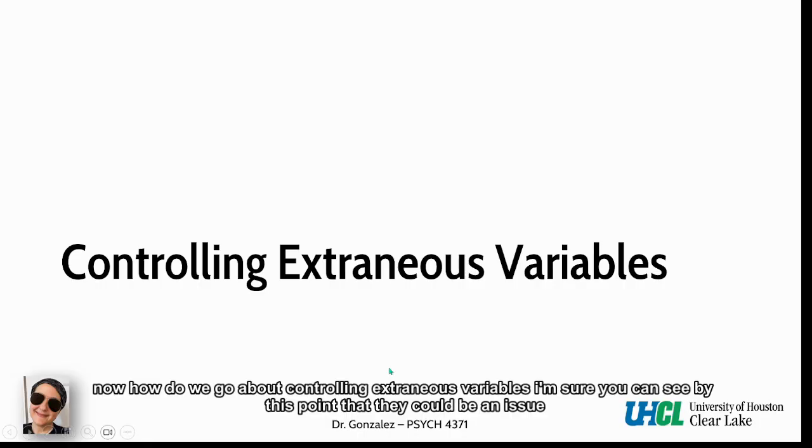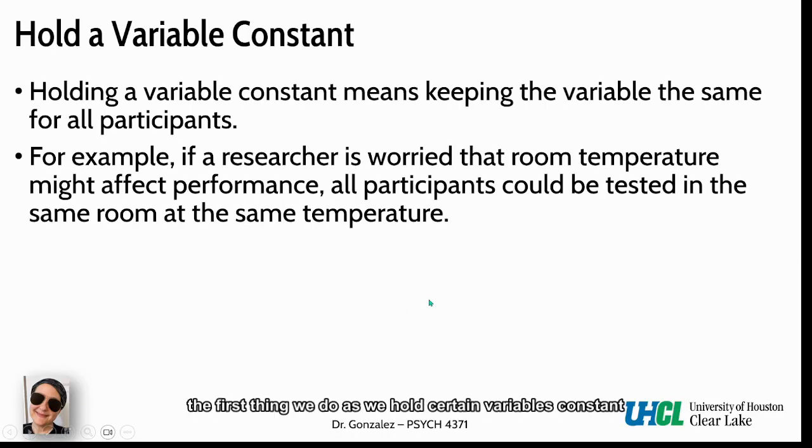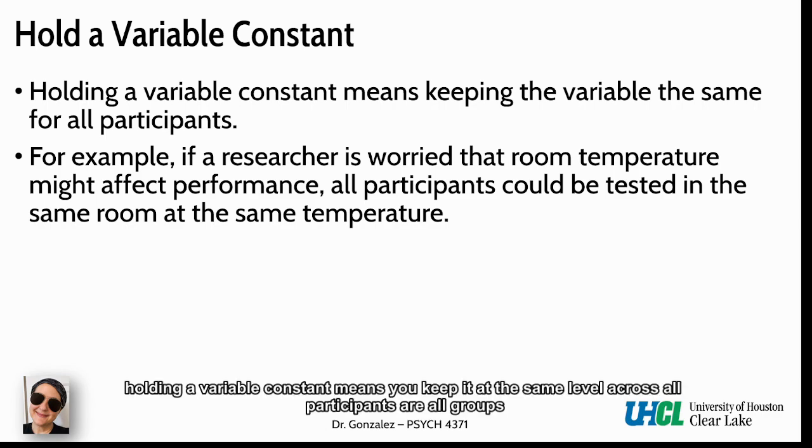Now, how do we go about controlling extraneous variables? I'm sure you can see by this point that they could be an issue in experiments because you're not able to fully attribute the treatment effect to your manipulated variable. The first thing we do is we hold certain variables constant. For example, time of day would be an example of a variable that would be held constant in that previous example. Holding a variable constant means you keep it at the same level across all participants or all groups.